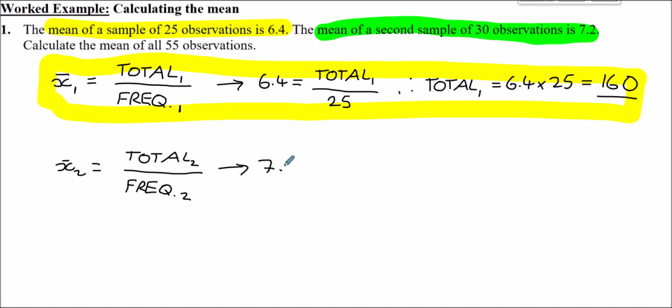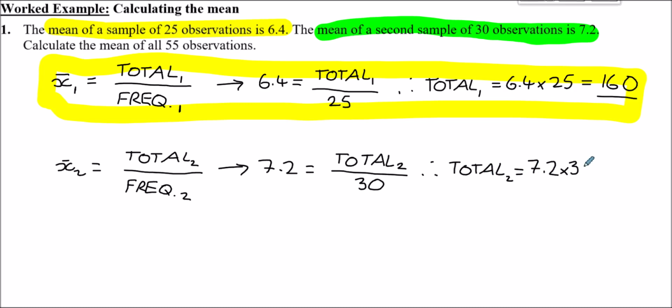So that's going to be the total of the values here, which again we're not told. But we are told that this one has 30 observations in it. So again, with a simple rearrangement, we can find out the total for group 2. It's going to be 7.2 multiplied by 30. Check on a calculator if you'd like. That should give you 216.